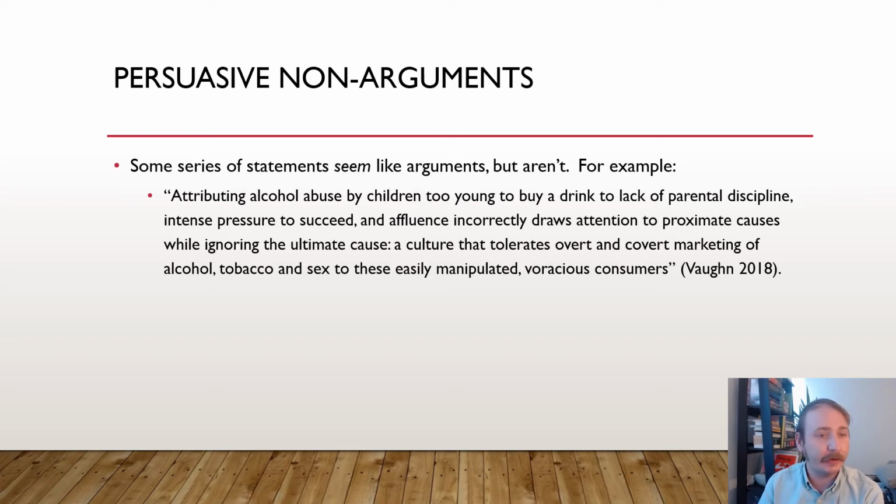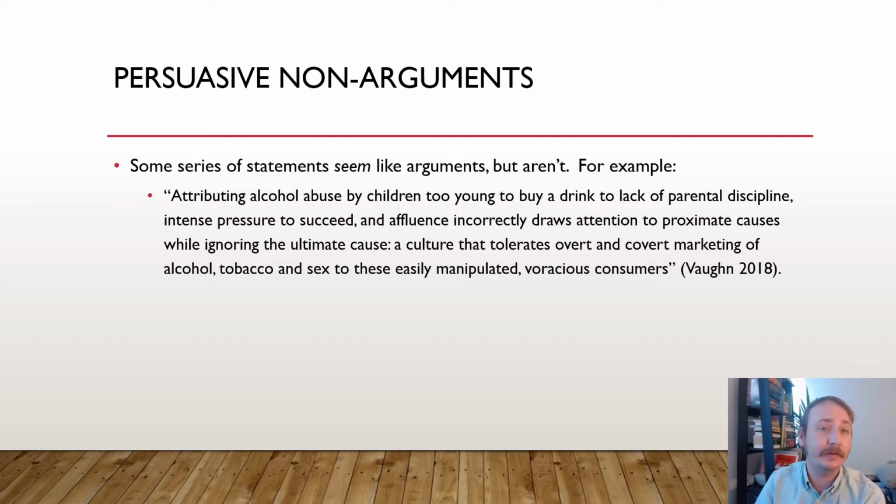Attributing alcohol abuse by children too young to buy a drink to lack of parental discipline, intense pressure to succeed, and affluence incorrectly draws attention to the proximate causes while ignoring the ultimate cause: a culture that tolerates overt and covert marketing of alcohol, tobacco, and sex to easily manipulated, voracious consumers. Note that this doesn't count as an argument. In fact, it's really one long thought phrased in persuasive garb, but you can't separate out any particular part of it that counts as one thought that's being supported by other thoughts.